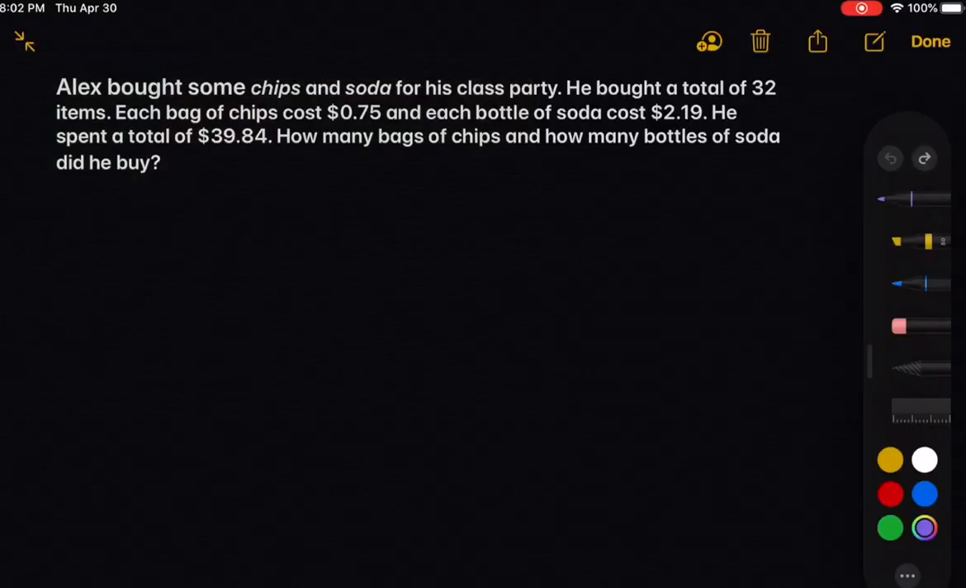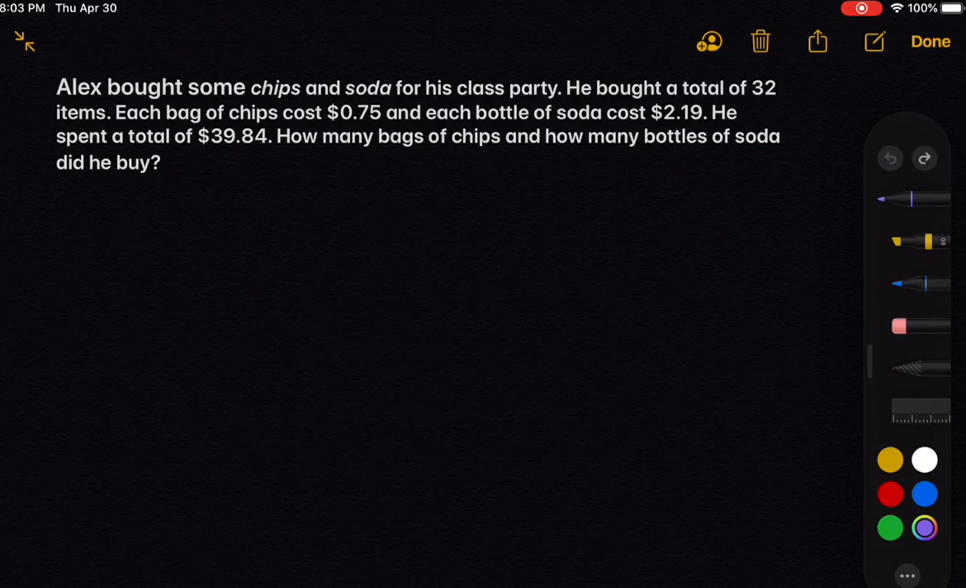Okay, so let's read the problem. Alex bought some chips and soda for his class party. He bought a total of 32 items. Each bag of chips cost 75 cents and each bottle of soda cost $2.19. He spent a total of $39.84. How many bags of chips and how many bottles of soda did he buy?